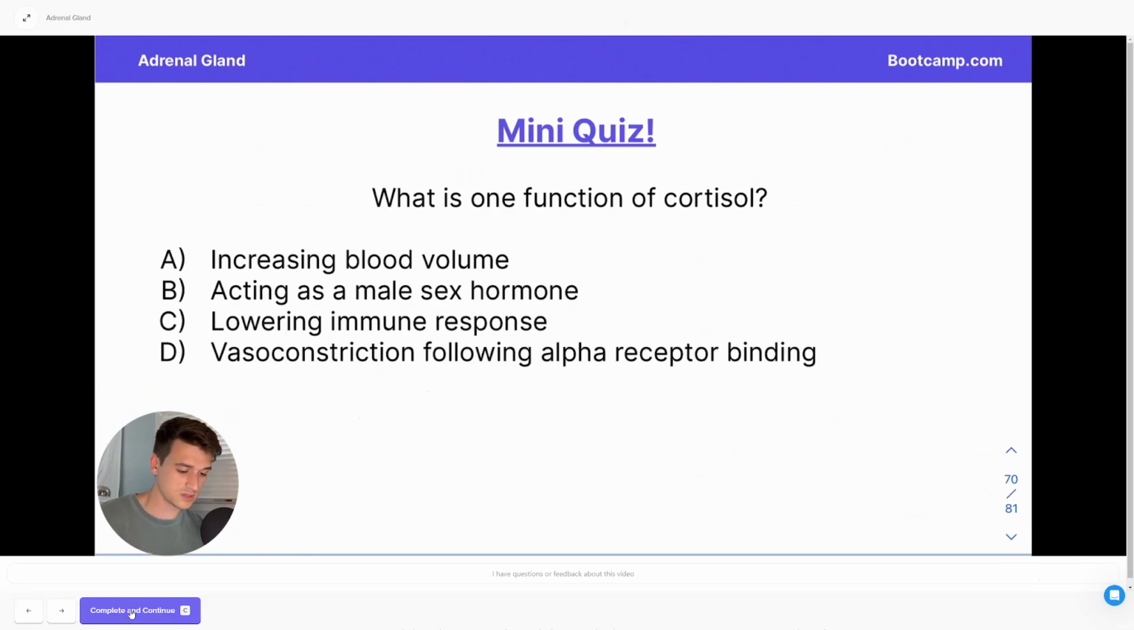The correct answer in this case is answer choice C, lowering the immune response. Recall that cortisol can be used to fight inflammatory diseases because one of the functions of cortisol is lowering long-term inflammation. Answer choice A, increasing blood volume, is incorrect.